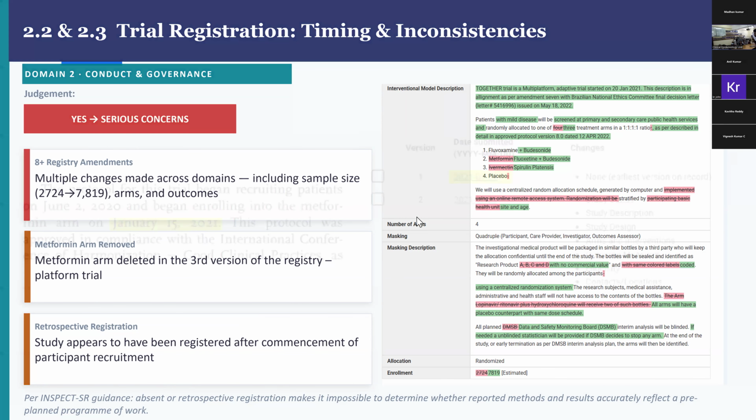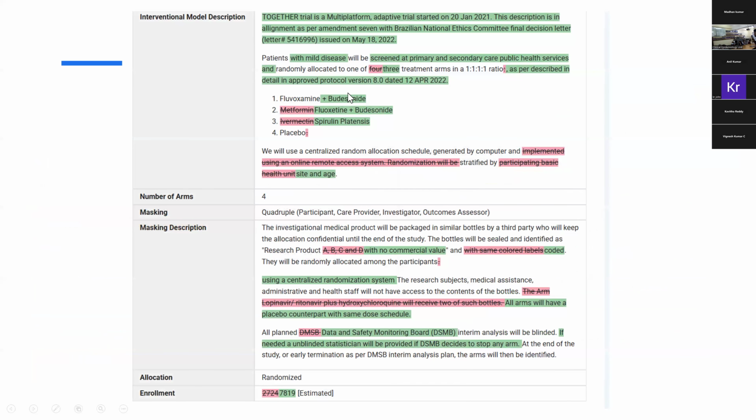So here are the official changes that they have made in the platform trial. In the latest version, the interventions involve checking the role of fluvoxamine, fluoxetine, and a supplement called spirulina, and there is no metformin per se in the current version of that trial registration.